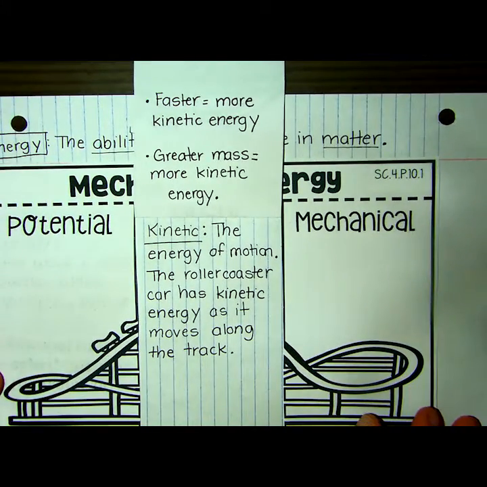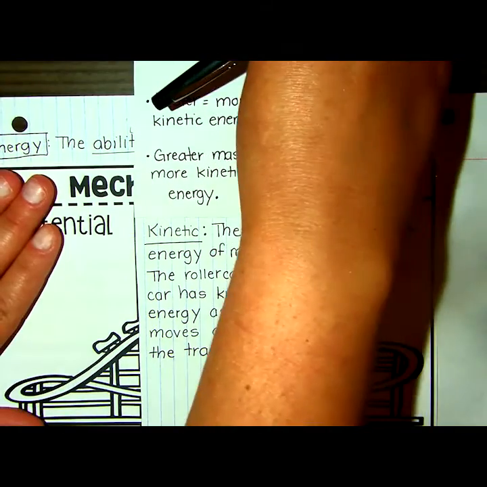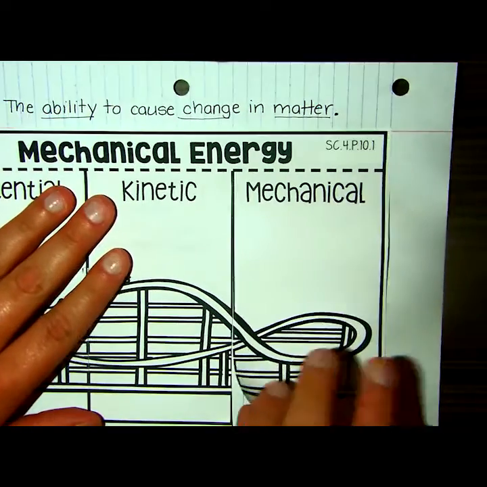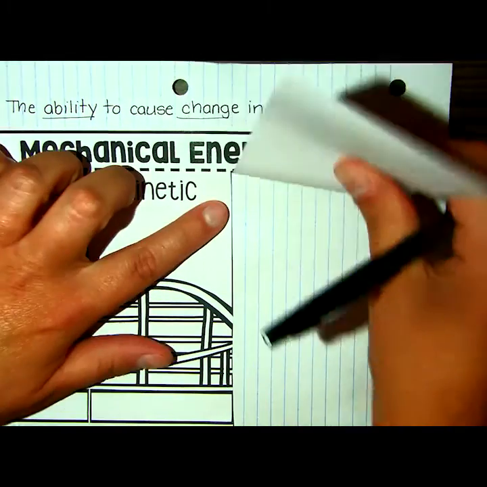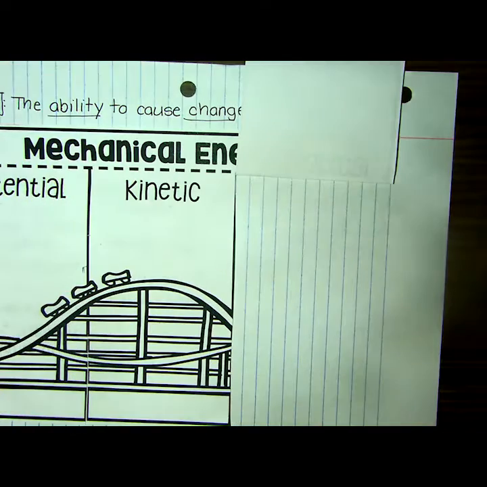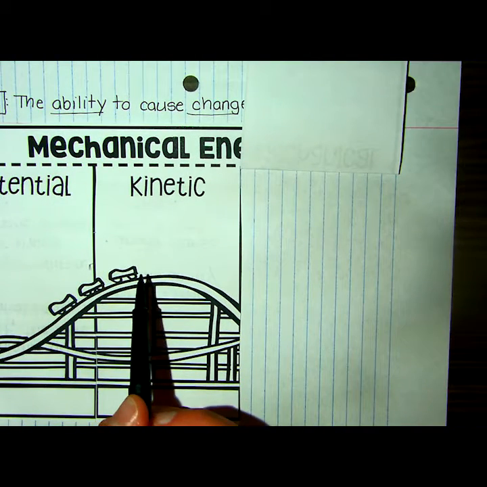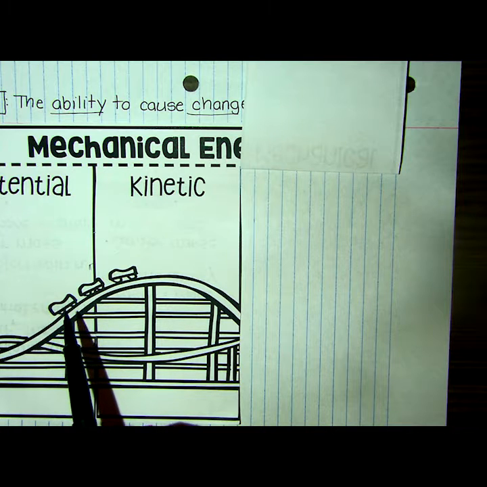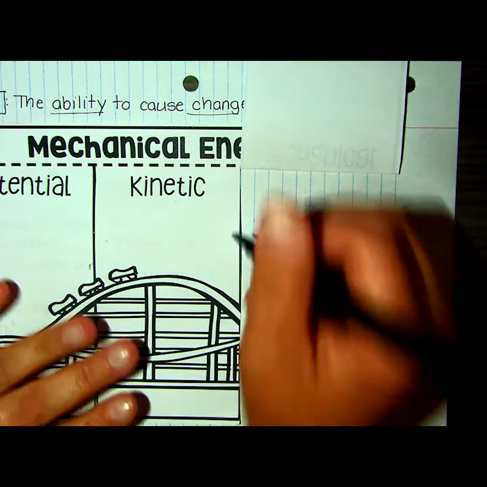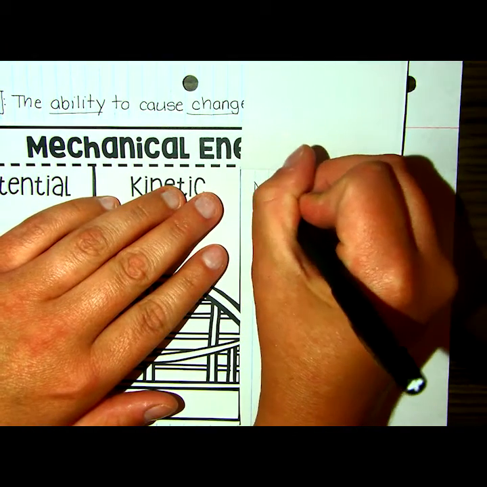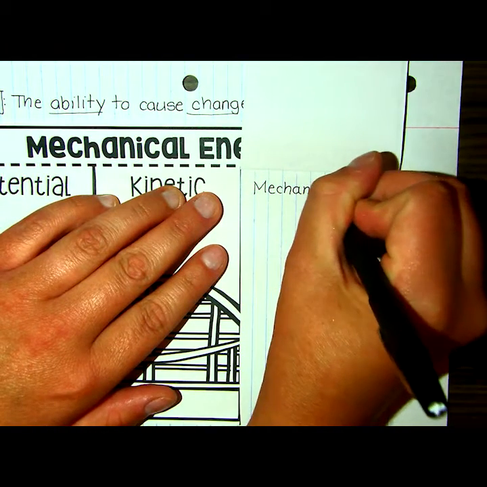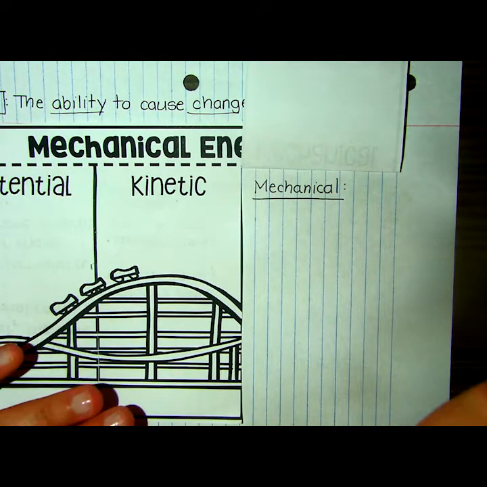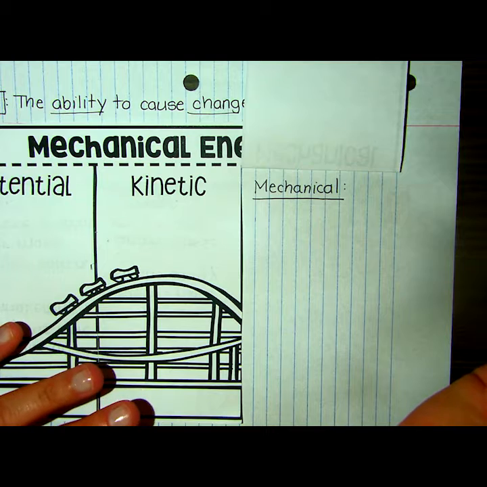Okay, let's take a look at the last section now. And again, if you're missing some of these notes, that's okay. Just follow along for now and I will post a picture for you. The last section refers to mechanical energy. So we know that at the top of the hill we had potential, and then as we start to move, that changed into kinetic energy. So then what is mechanical energy? Mechanical energy is the total of the potential and kinetic energy in an object.